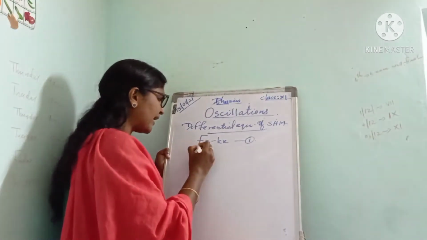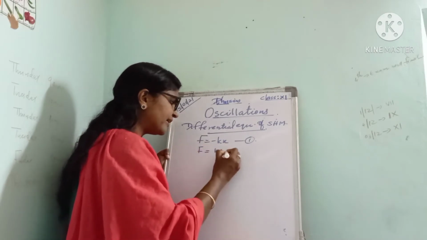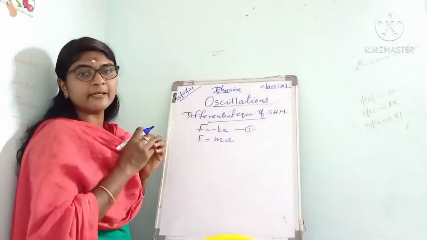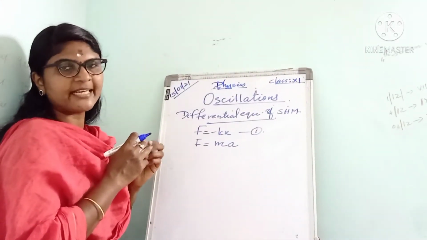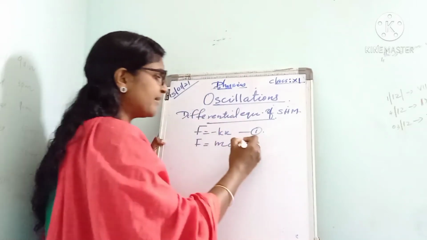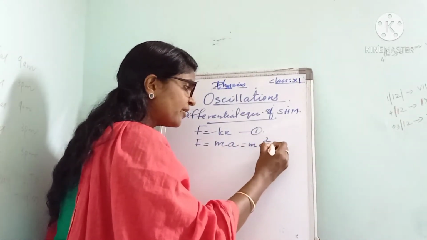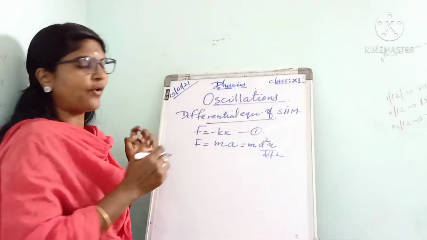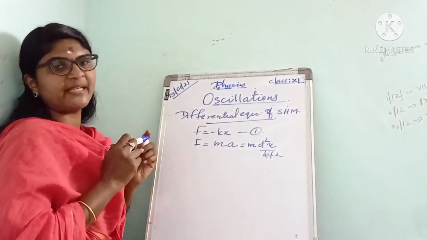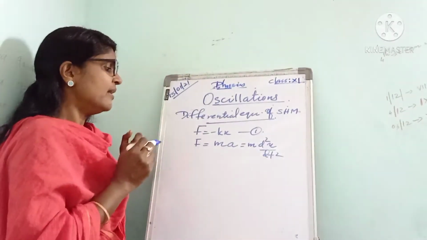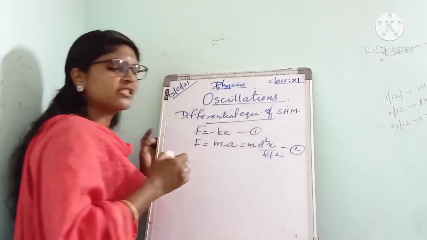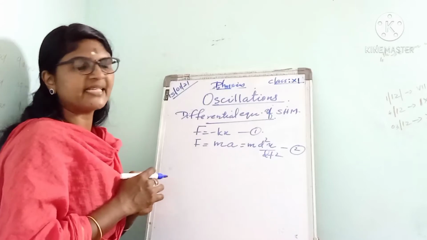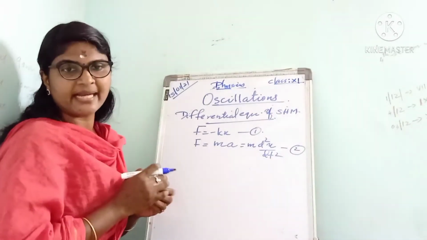And by Newton's second law, you know the equation for force: F equal to m into a. But this acceleration can be written in terms of displacement as d square x by dt square. That is acceleration in terms of displacement. F equal to m into d square x by dt square, where m is the mass of the object and d square x by dt square is the acceleration.